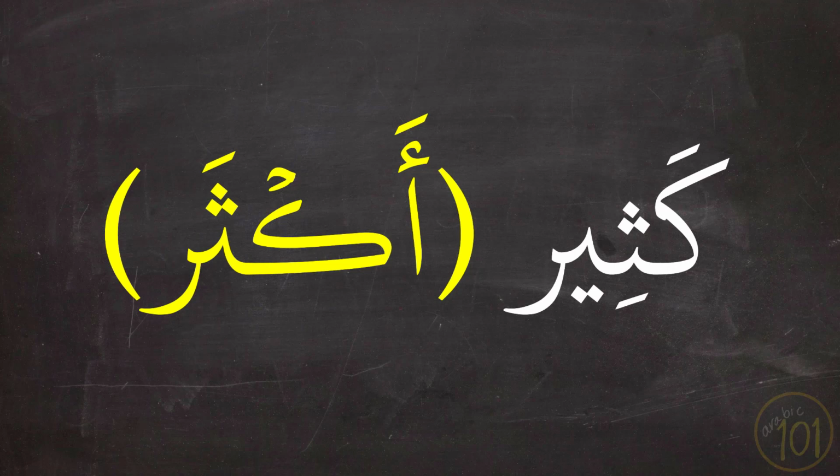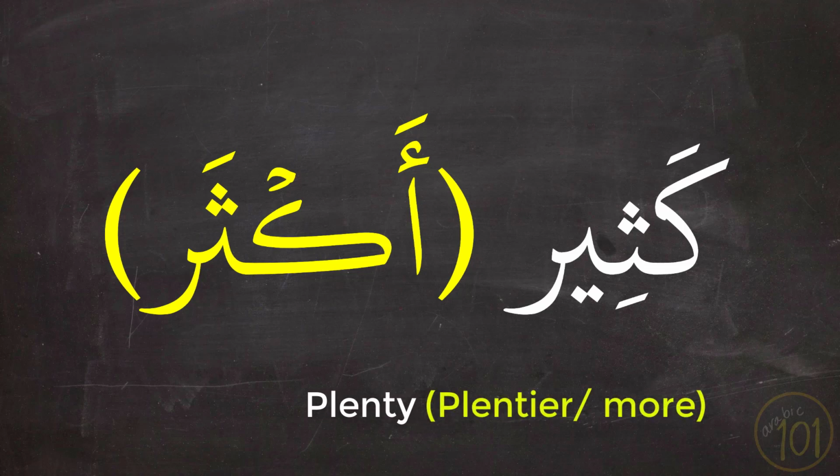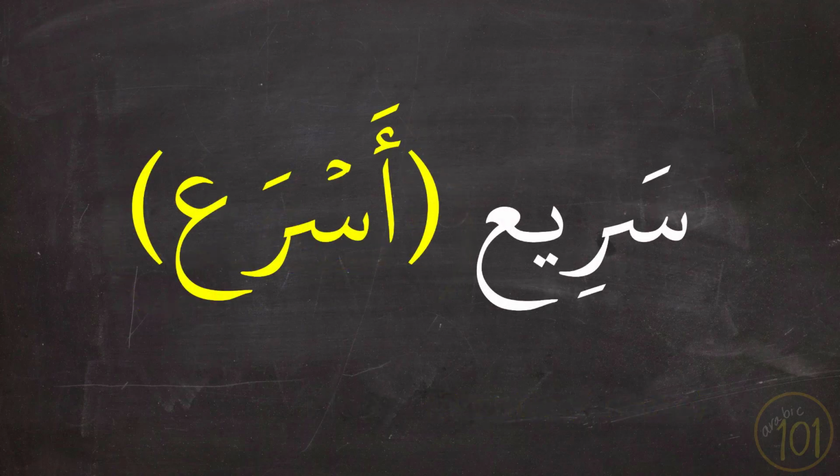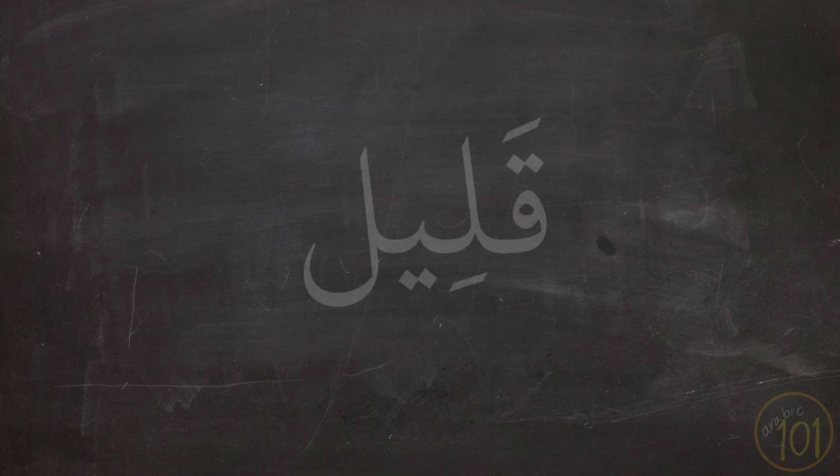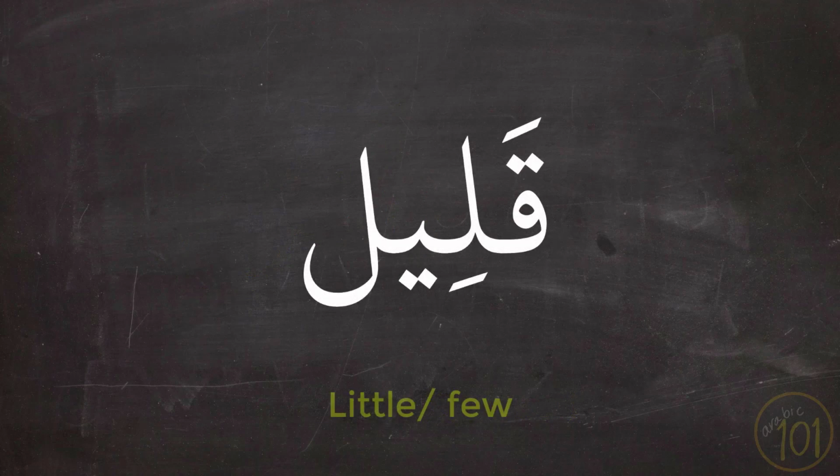Next is kathir. Kathir means plenty. And from it we derive the word akthar, and it means plentier or more. Next is the adjective sari'a, and it means quick or fast. And from it we derive the word asra, and it means quicker. The next adjective is qalil, and it means little or few.